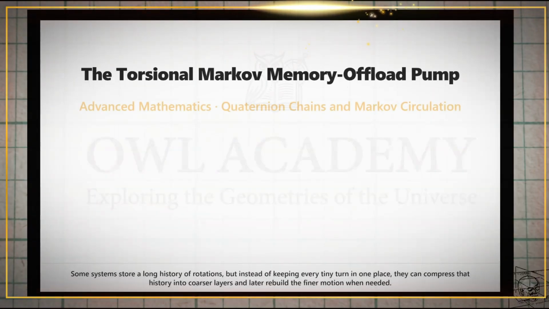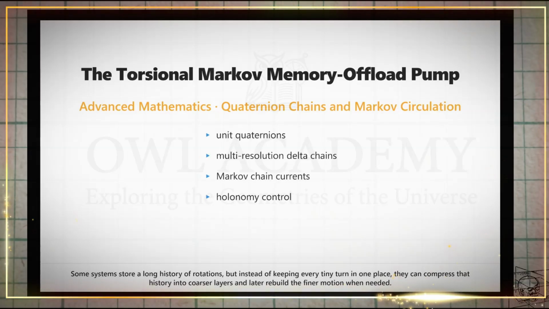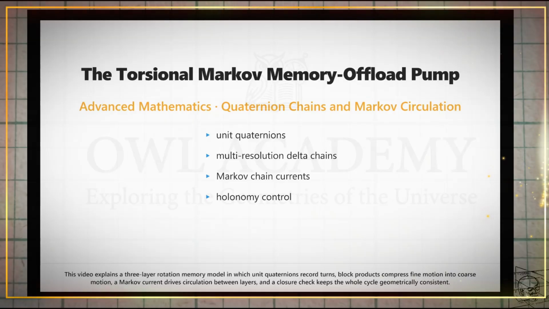Some systems store a long history of rotations, but instead of keeping every tiny turn in one place, they can compress that history into coarser layers and later rebuild the finer motion when needed. This video explains a three-layer rotation memory model in which unit quaternions record turns, block products compress fine motion into coarse motion, a Markov current drives circulation between layers, and a closure check keeps the whole cycle geometrically consistent.